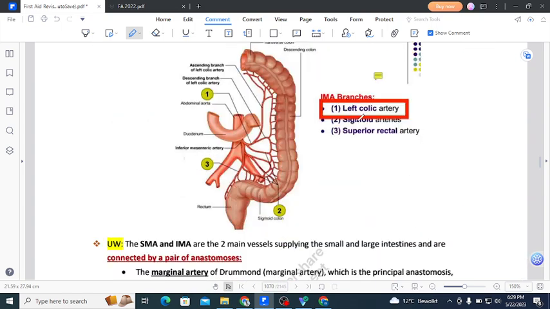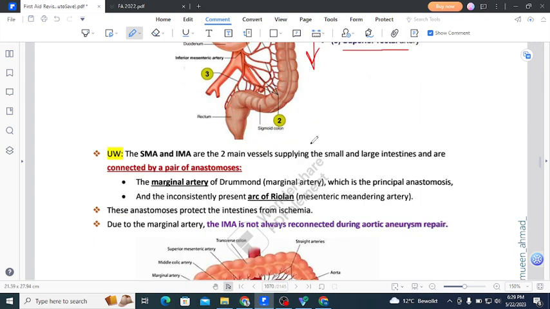Then here you can see the inferior mesenteric artery and its branches. It gives rise to the left colic artery, which is supplying the descending colon because it is on the left side. Then the sigmoid arteries supply the sigmoid colon, and the superior rectal artery also comes from the inferior mesenteric artery. There is a UWorld point that the superior mesenteric artery and inferior mesenteric artery are the two main vessels supplying the small and large intestine, and they are connected by a pair of anastomoses.